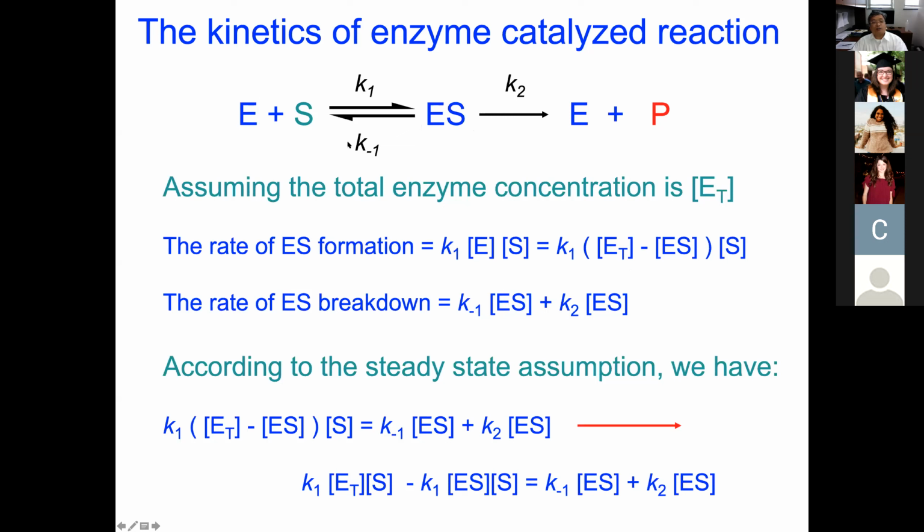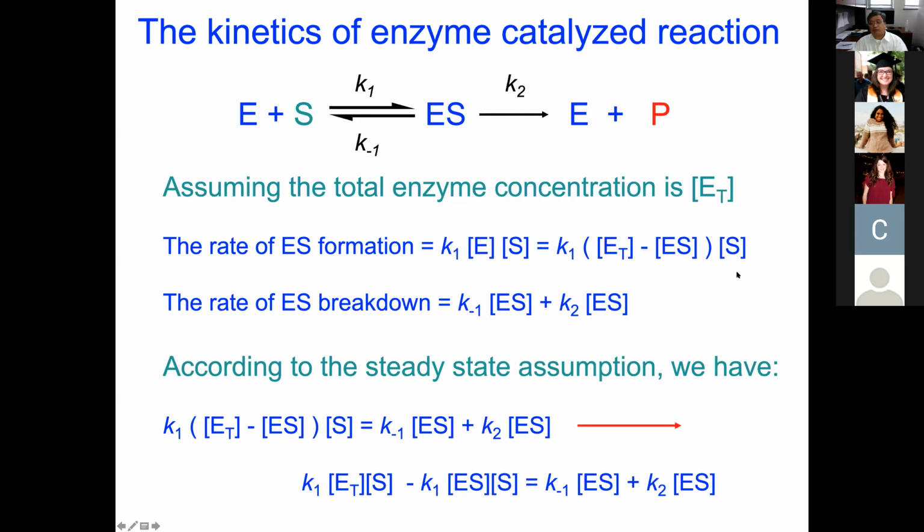And the rate constant for this reaction is K minus 1. And of course, ES can also react at the enzyme active site to form a product. And so the rate for this process is determined by the rate constant K2. So now let's look at the rate of ES breakdown. And it equals K minus 1 multiplied by ES plus K2 multiplied by ES, because we have two steps which consume ES.